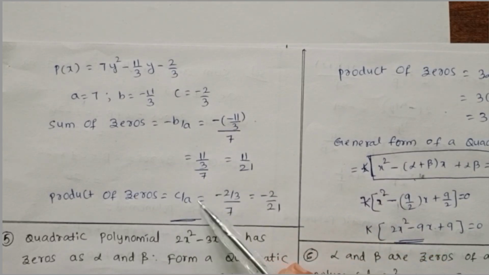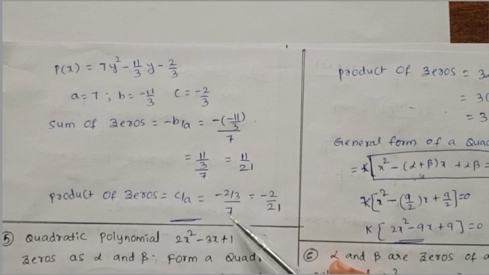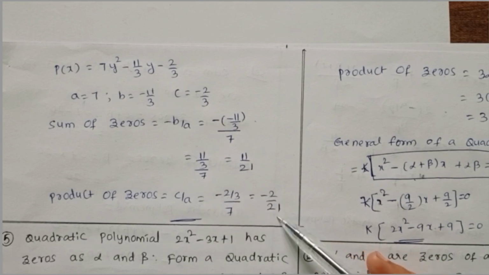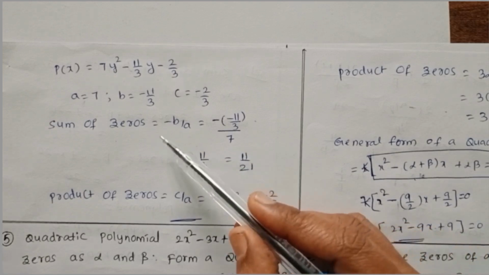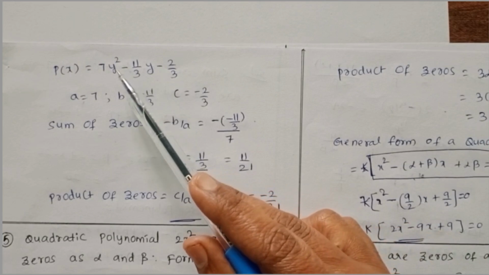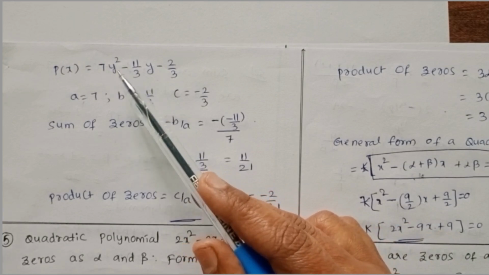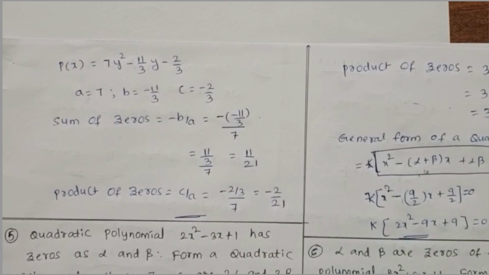Product of zeros is equal to c by a. So minus 2 by 3 by 7, so minus 2 by 21. This is the product of zeros. You should get the same answers when you compare with normal alpha beta and this equation values.